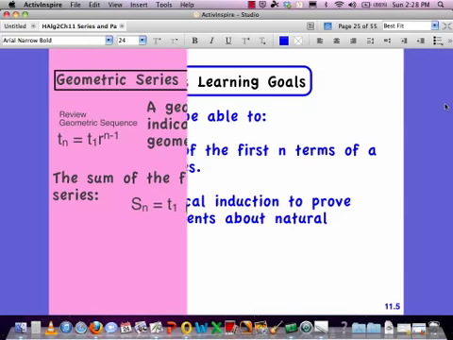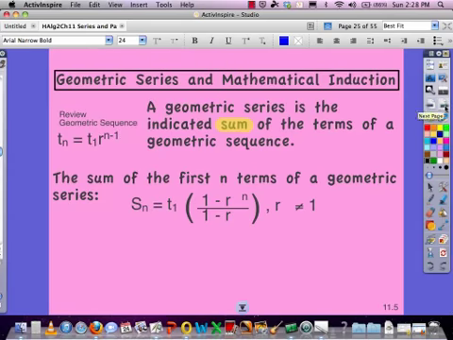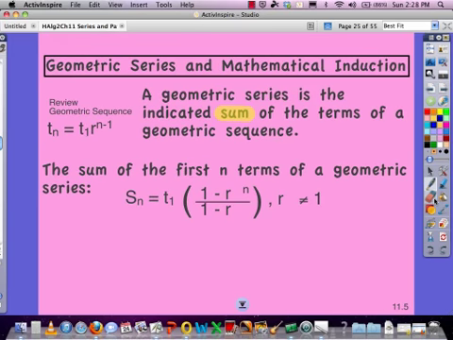So looking at our first set of notes we need, remember our geometric sequence. That's over there on the left, and when we see the geometric sequence listed here for finding any term in our sequence, we now want to be able to add them, and there's our definition. A geometric series is the indicated sum of the terms of the geometric sequence. So if we could just generate the terms, add them together, we would have the series.